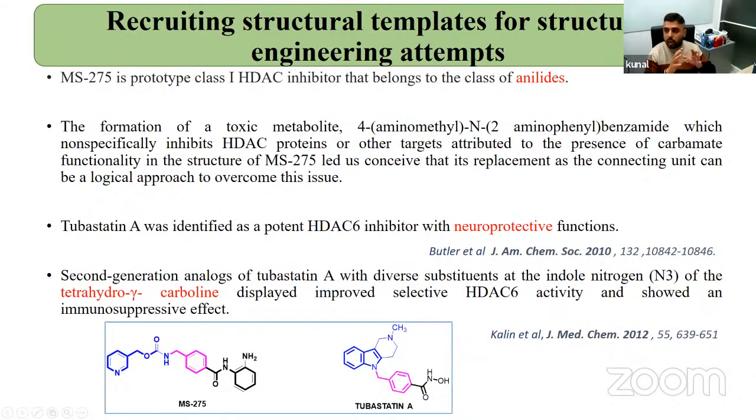This was the vision which actually spurred us to select these compounds. Let us work on MS275, which appears to be very molecularly flexible and metabolically labile, and tubastatin, a small molecule whose this part appears to be very rigid. So we thought, let us try an approach: confer some degree of rigidity to MS275 and confer some degree of flexibility to this part of tubastatin. In this part, I'll be discussing how we chose two structures. We selected two structures and then did some subtle structural variations to make sure that the activity is amplified and the toxicity is reduced. This was the vision.